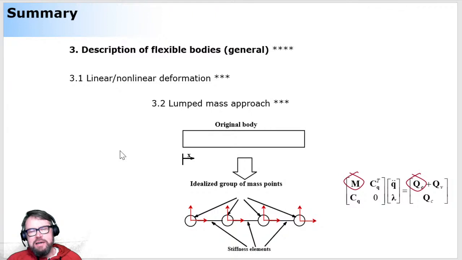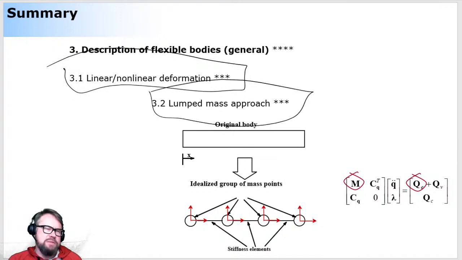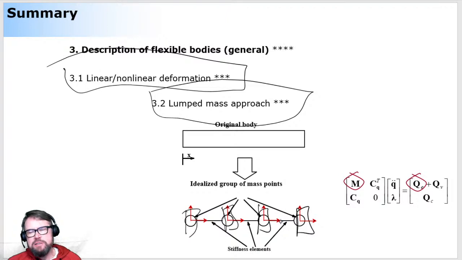So linear and nonlinear deformation, make sure you understand that difference. You can always use that in your answers. Lump mass approach, which is not strictly speaking within the family of flexible multi-body dynamics. So you have rigid bodies that are connected together via spring elements. So it's one application of rigid multi-body dynamics.